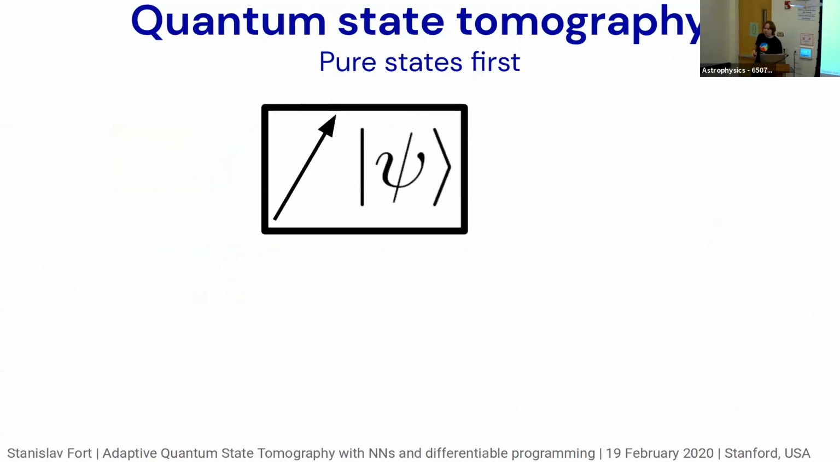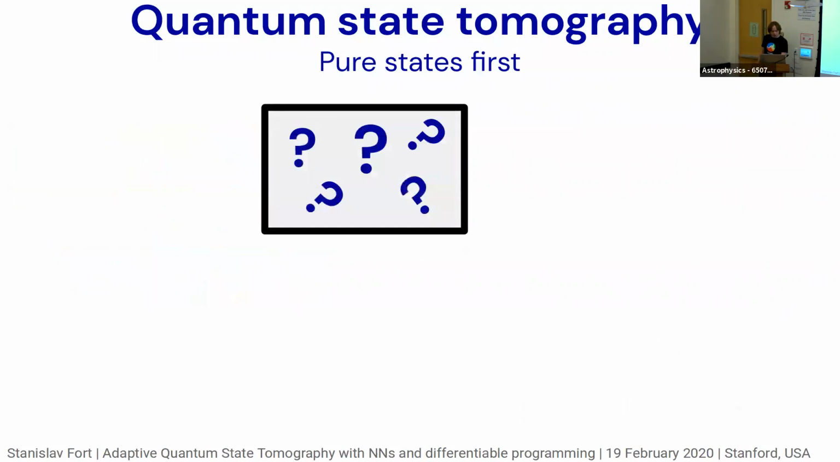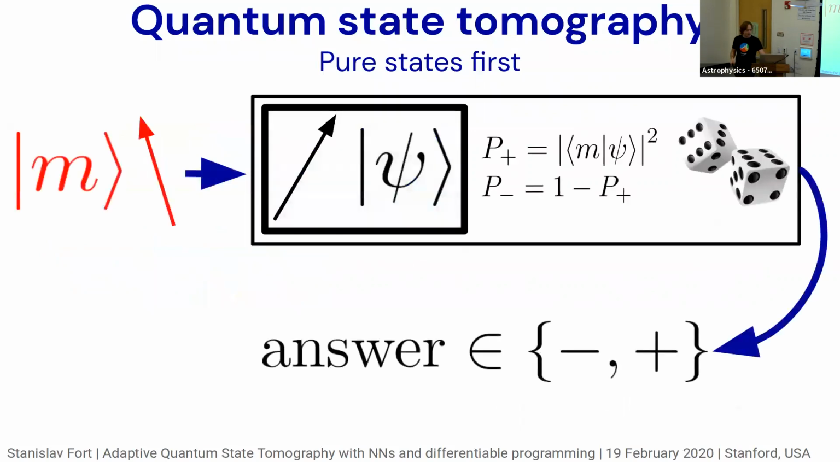So in quantum state tomography, we have a box. It's a black box, so I actually made it black. There's a state, a vector, and I call it psi. And that state is hidden in a box. It's a mystery box. You cannot really see it. You cannot read all the complex numbers specifying it.